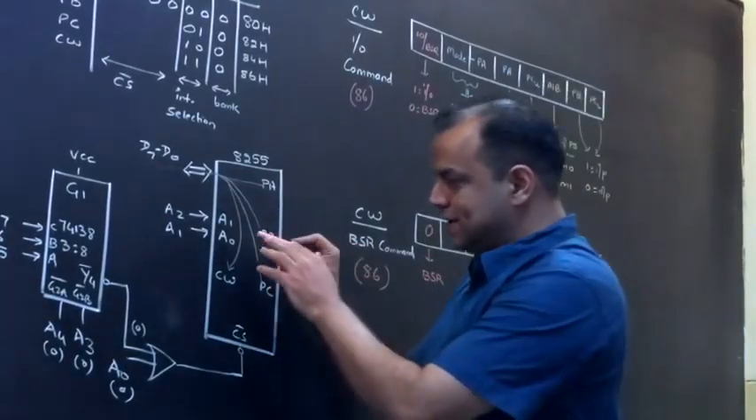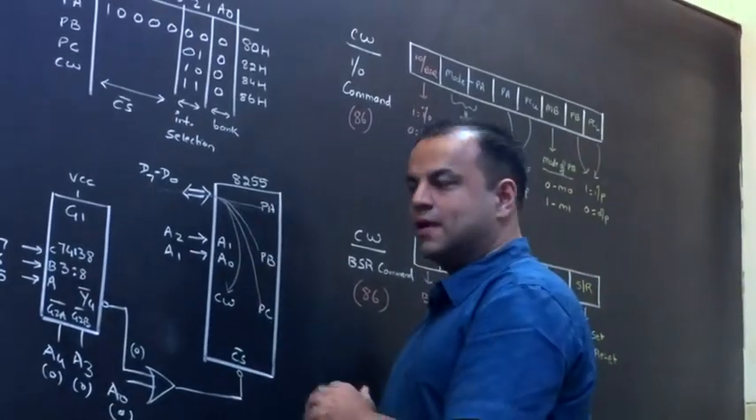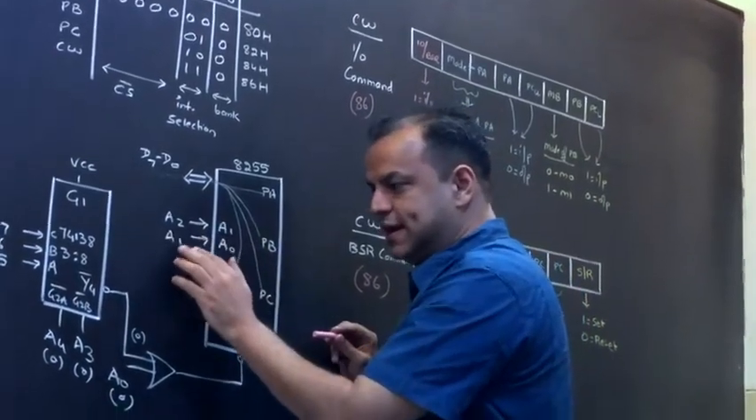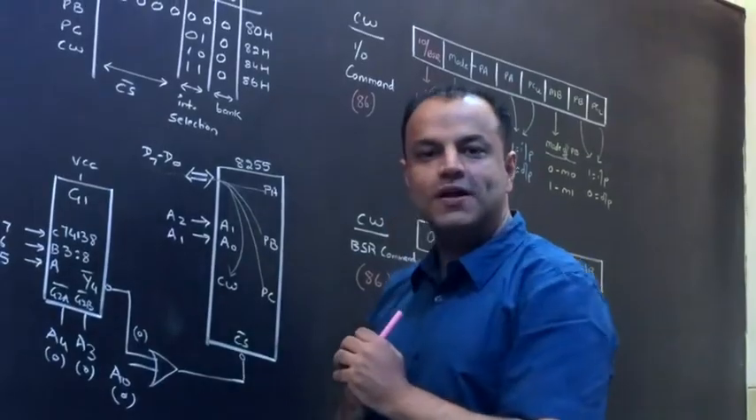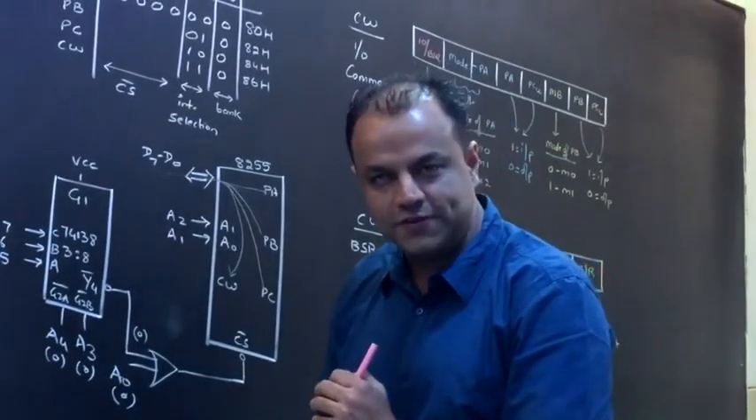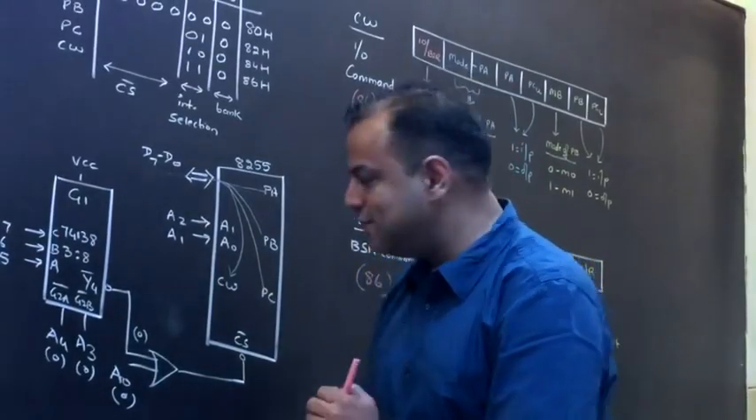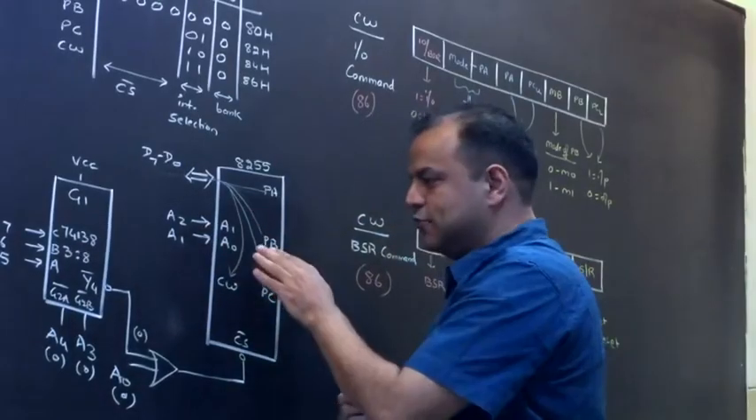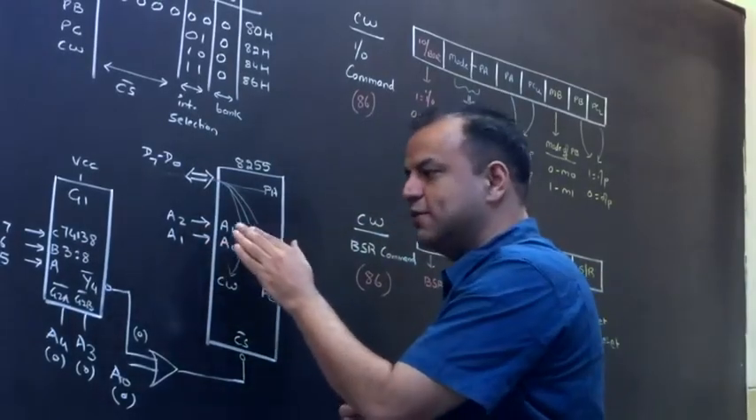Now, to this A1 and A0, the MUPI will connect A1 and A2. That is if you are working with 8086. If you are working with 8085, it will be A0 and A1. So to A0 you connect A0, to A1 you connect A1.